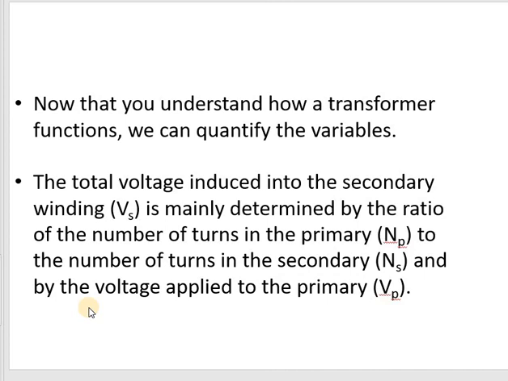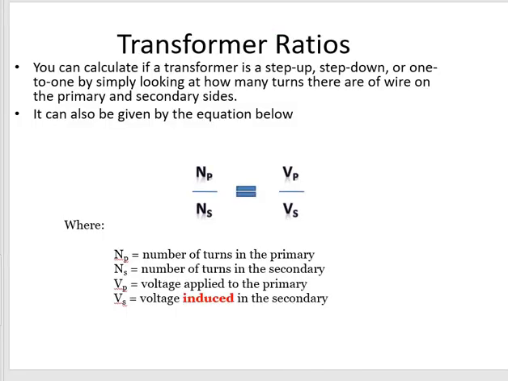Now that we understand how a transformer functions, we can quantify the variables. The total voltage induced into the secondary winding of the coil is determined by the ratio of the number of turns in the primary to the number of turns in the secondary, and also by the voltage applied to the primary coil. What I mean by that is the total voltage induced in the secondary winding is mainly determined by the ratio of the number of turns in the primary coil to the number of turns in the secondary coil, and also affected by the voltage applied.